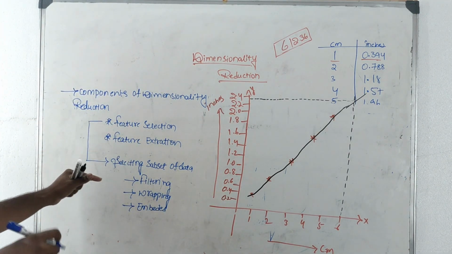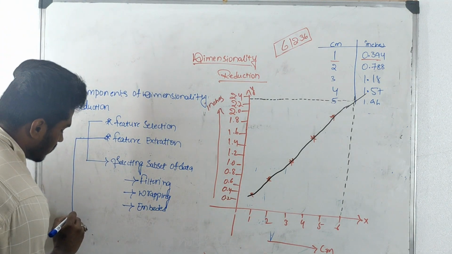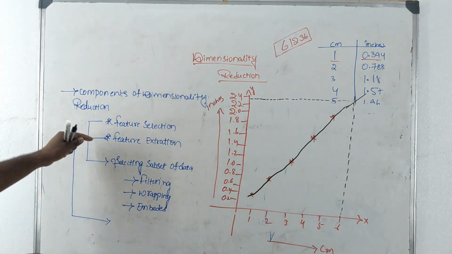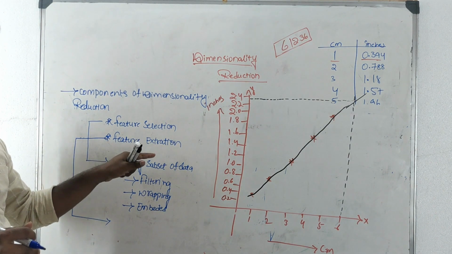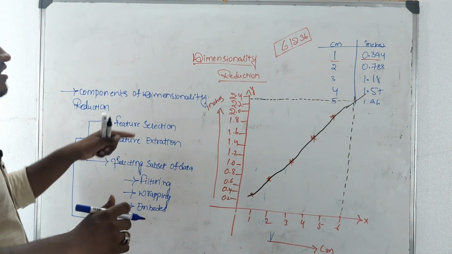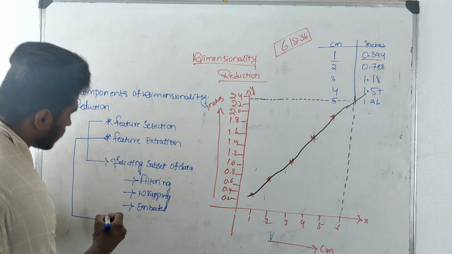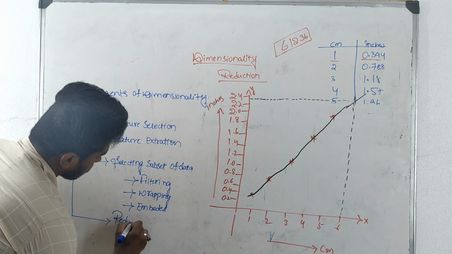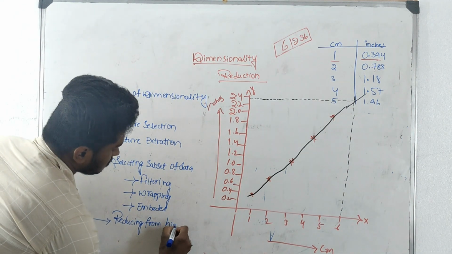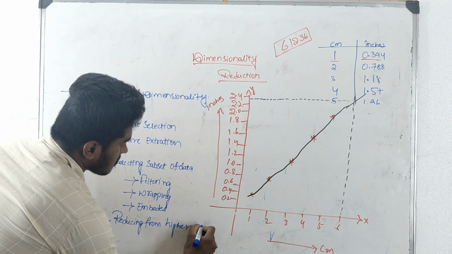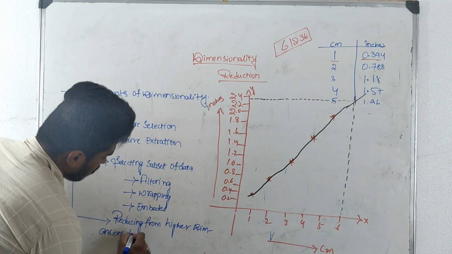Here we are going to select the particular data, and then when we come to feature extraction, the name itself suggests that from the selected data sets we are going to extract a thing, that is, we are going to reduce the higher dimensions to the lower dimensions.